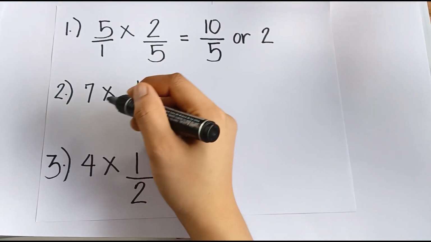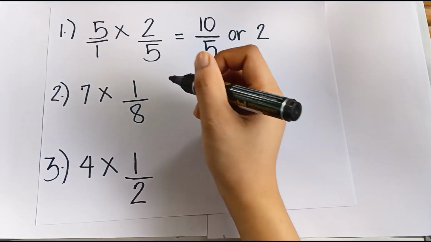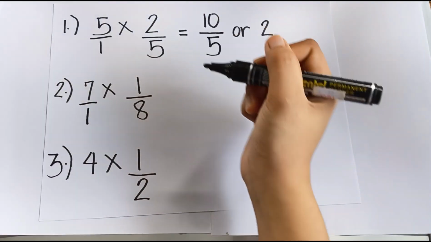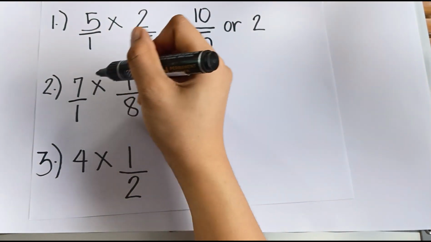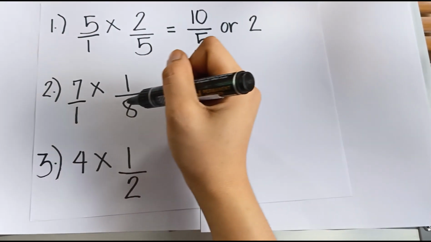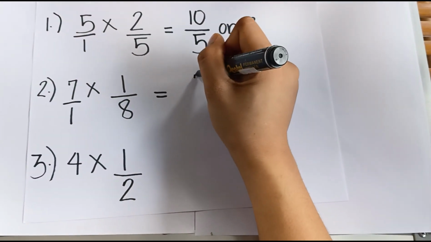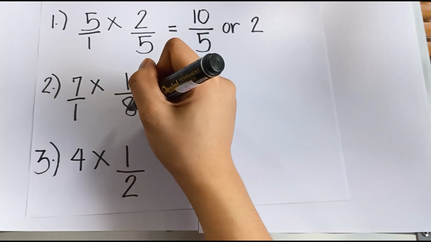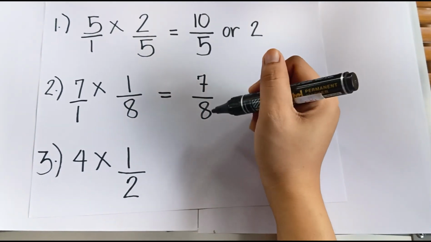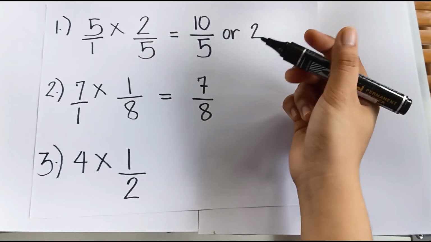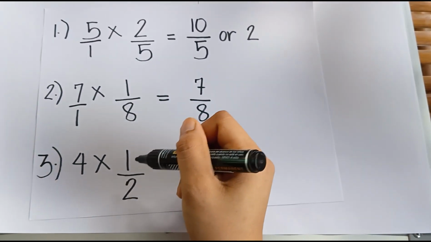Next, number 2. So 7 times 1 over 8. We give 7 the denominator 1. And then we multiply the numerators of the two fractions. So 7 times 1, and then the denominators also, which is 1 times 8. So 7 times 1 is 7, all over 1 times 8, which is equal to 8. We cannot simplify this fraction because 7 over 8 is the simplest form of this fraction. So your final answer is 7 over 8.